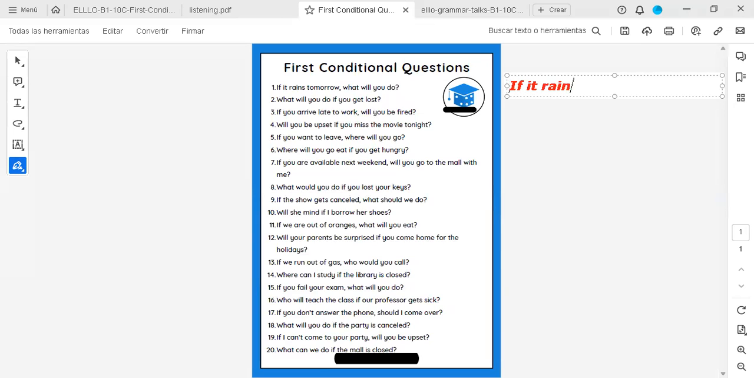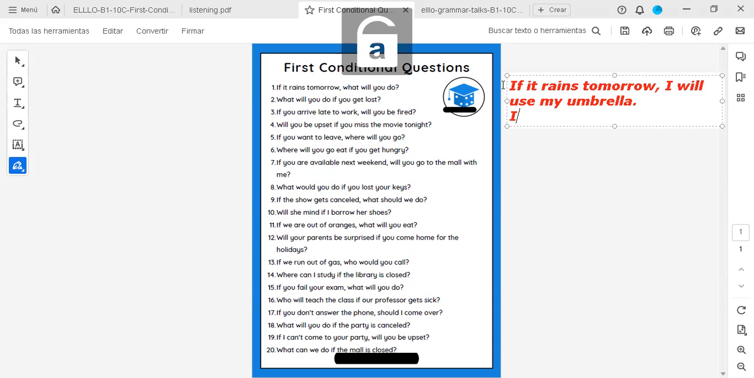If it rains tomorrow, I will use my umbrella. I will use my umbrella. Okay, question two. What will you do if you get lost?